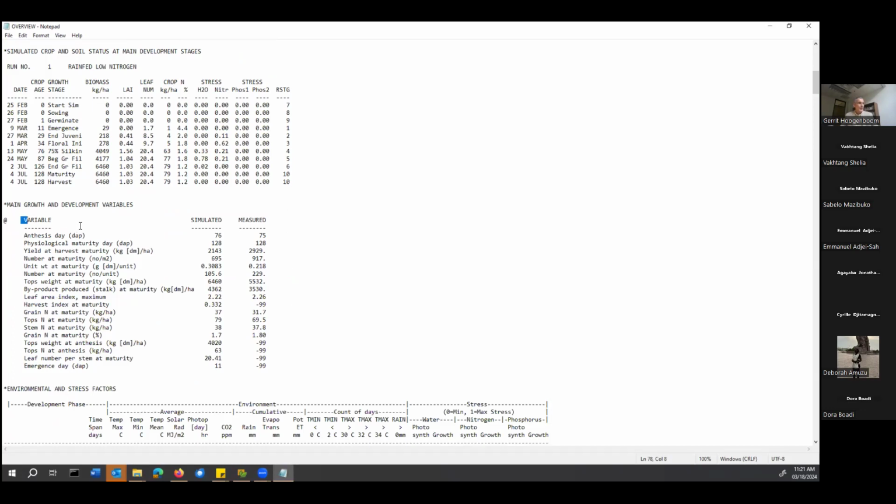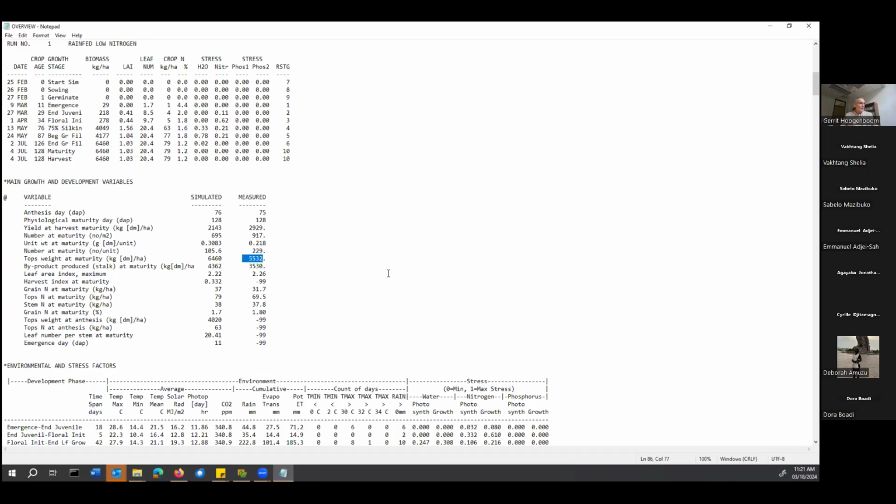And finally, we have a table here where we compare simulated with observed. This is mainly observations related to phenology. So we have anthesis day, and we have physiological maturity day. We see the model predicted 76 days after planting, measured 75, maturity 128, 128. For yield, we're slightly under-predicting here, so 2143 simulated, while we measured 2929. Total above-ground biomass, we slightly over-predict, 6460 versus 5532.